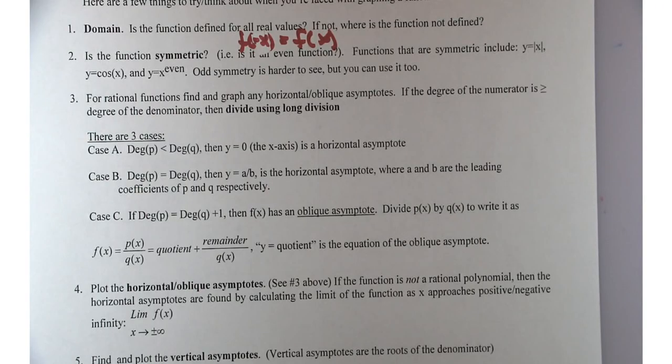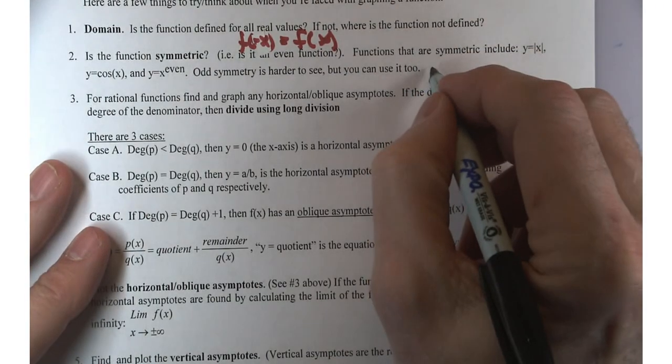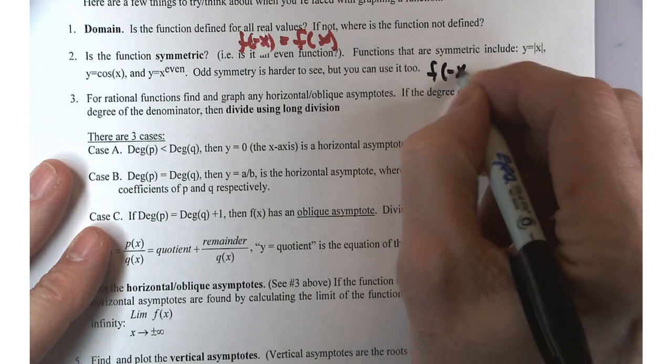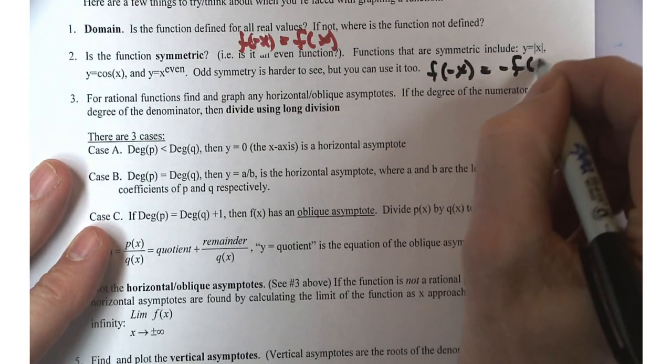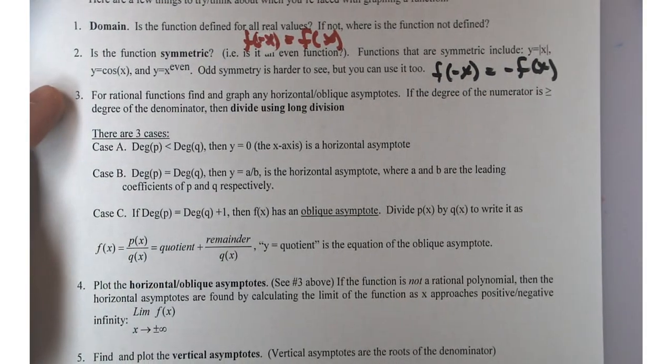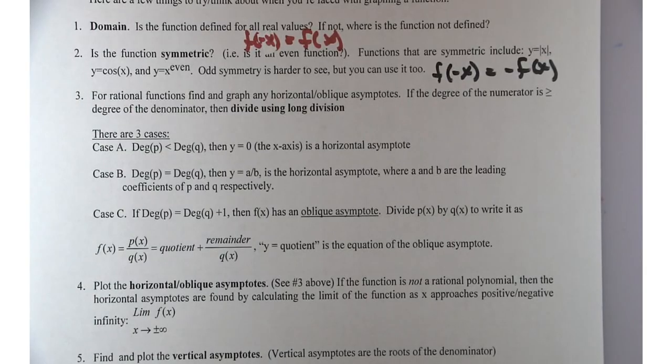You can also look to see if it's an odd function. That's not as visually striking. f of negative x equals negative f of x. That does have some nice properties for when you're working with integrals, but we'll get to that later.